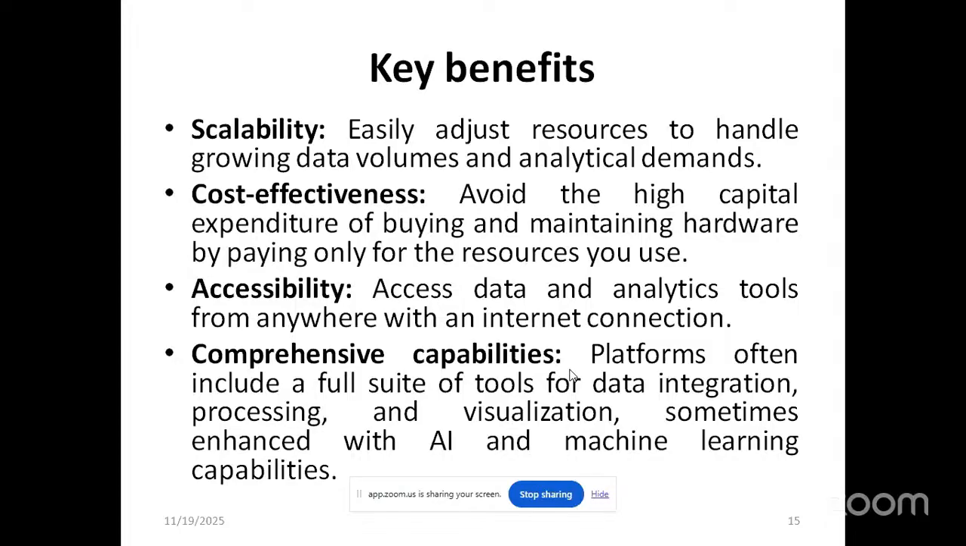Next are the comprehensive capabilities. The platforms often include a full suite of tools for data integration, processing and visualization. Sometimes they include artificial intelligence and machine learning capabilities. AI here means built-in machine learning algorithm capabilities; it is essentially the same, AI and machine learning.